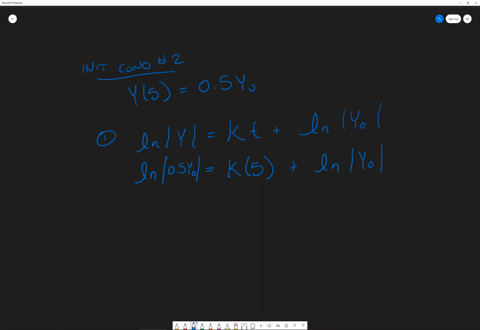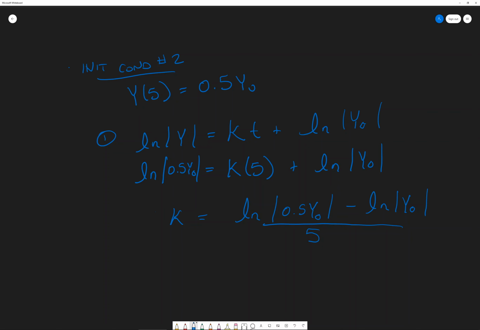So what do we have? We have 5k equals ln of 0.5 y naught minus ln of y0. Okay? And so what we can do here is take this, divide both sides by 5. So that's my solution for k.